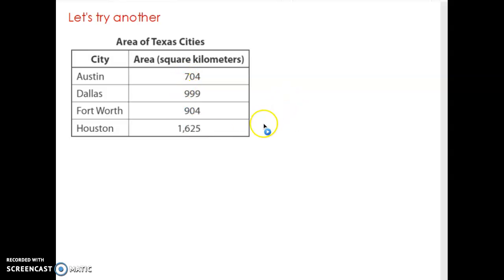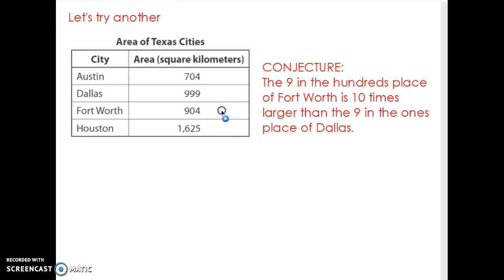So let's take a look at this data chart. Remember, anytime you're presented with a data chart, you first need to read and interpret the information. So we see the title is the area of Texas cities, and then we see 4 cities listed, as well as the area in square kilometers. So the conjecture for this one is the 9 in the hundredths place of Fort Worth is 10 times larger than the 9 in the ones place of Dallas. And so I go to Fort Worth, and I look at the 9 in the hundredths place, and then I go to Dallas and I look at the 9 in the ones place.